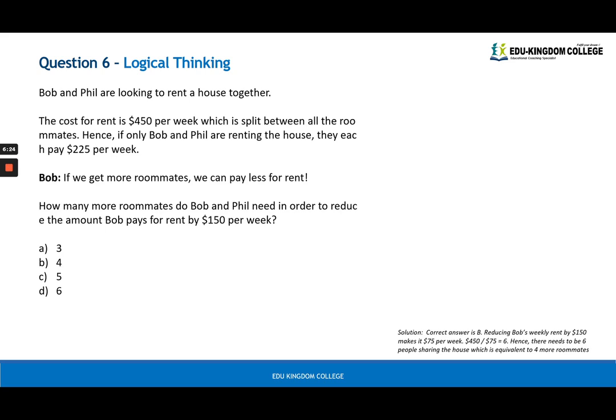All right, so Bob and Phil are looking to rent a house together. It totally costs $450 a week. Right now they pay $225 a week by splitting it in half. Bob wants to reduce the amount he pays by $150 per week. This is not saying he wants to pay $150 per week. He wants to minus $150 from what he is paying right now, which is $225.